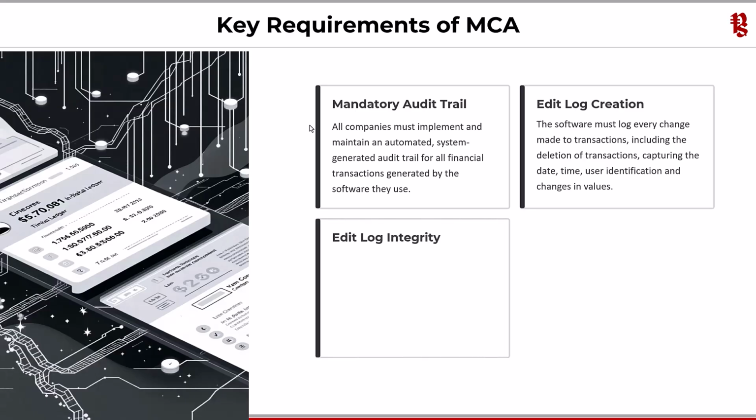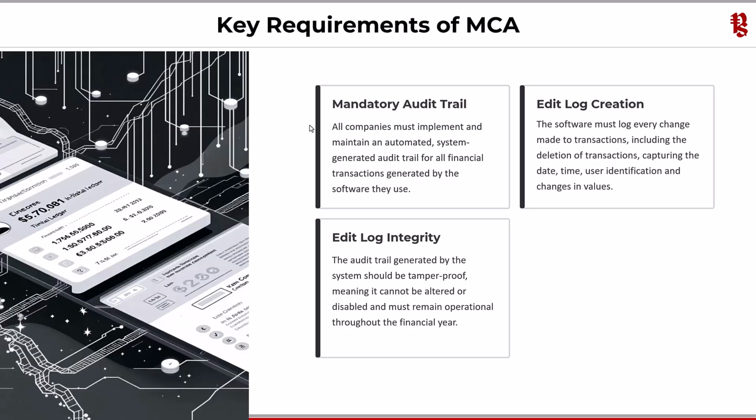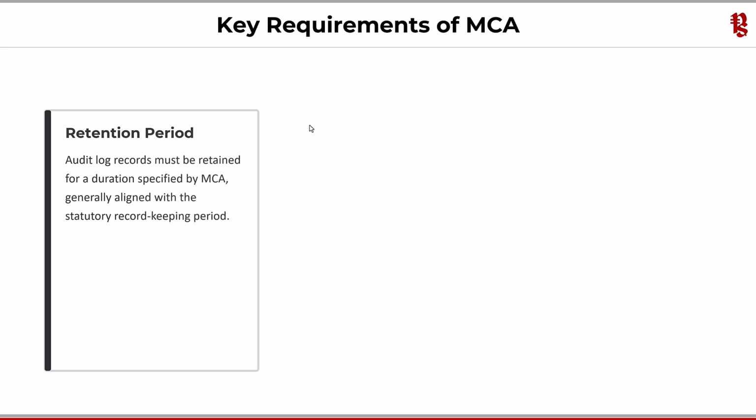Next, edit log integrity. The audit trail generated by the system should be tamper-proof, meaning it cannot be altered or disabled, and must remain operational throughout the financial year, or throughout the time they are capturing the data of their company. Next, retention period. How long does it have to be retained? The audit log record must be retained for a duration specified by MCA. Generally, this duration is aligned with the statutory record-keeping period.